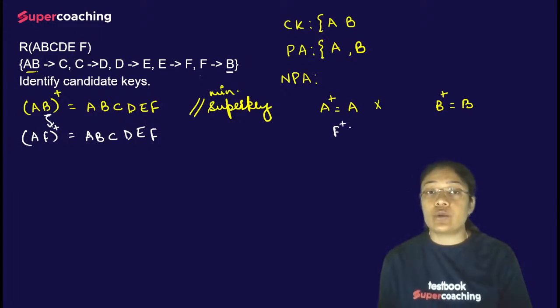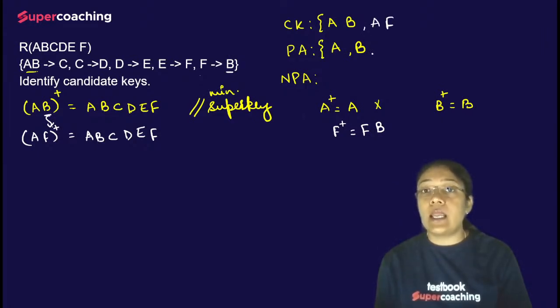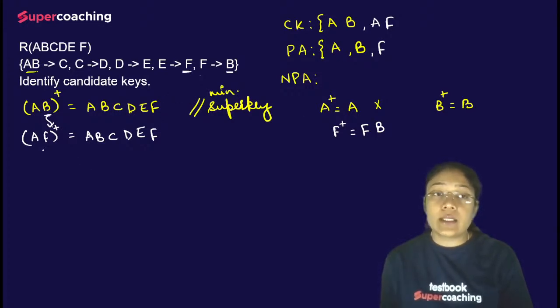A closure we have already checked. Check for F closure. F closure is determining F. F is determining B. That's it. So this means that no proper subset of AF is determining all attributes of relation. So AF is another candidate key. F is also a prime attribute. Now F is present on right hand side of E. So I'm replacing this F with E. I'll find out AE closure.